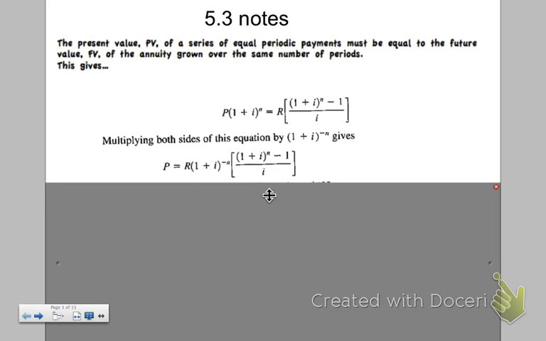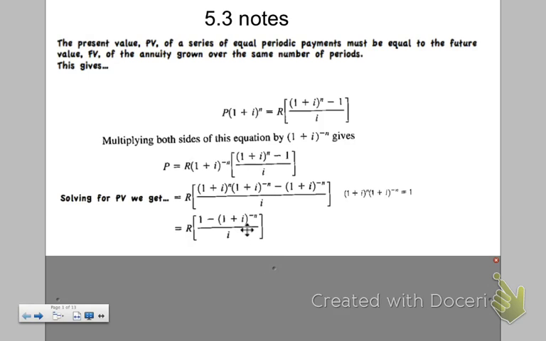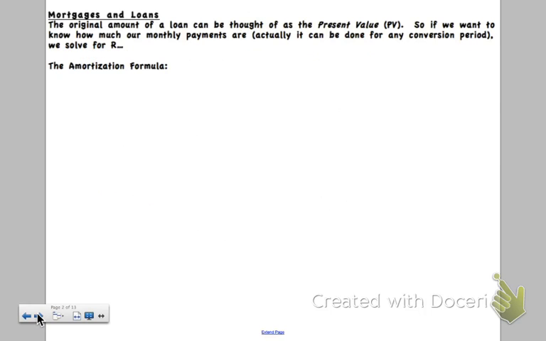As you distribute that in, it's this times that, and this times the -1. Simplifying with your exponent rules gives you this. So that's just where that formula comes from. I used to do that proof out in class, but I don't. I just wanted you to at least see it.